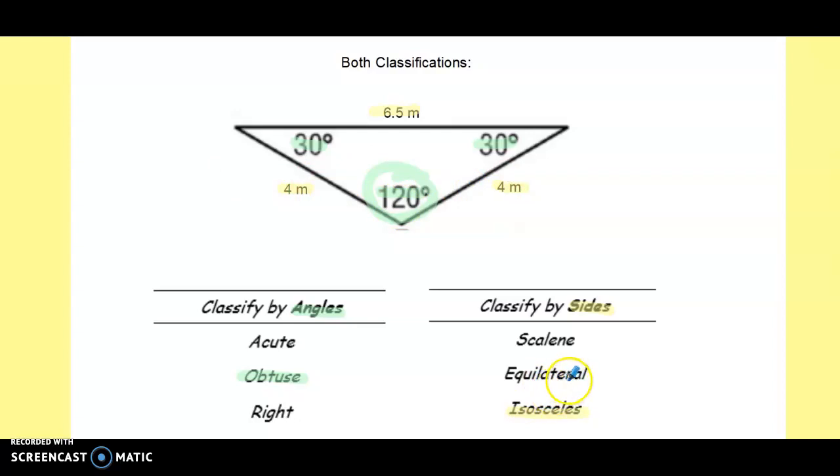All right, so as I mentioned, your homework is going to consist of problems that require you to look at your picture, classify by angles, and classify by sides. So good luck. Let me know if you need any help or more assistance.